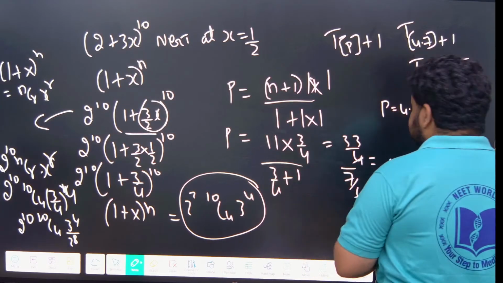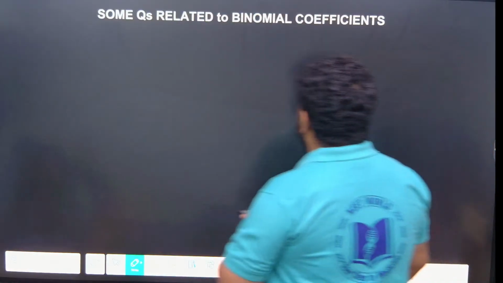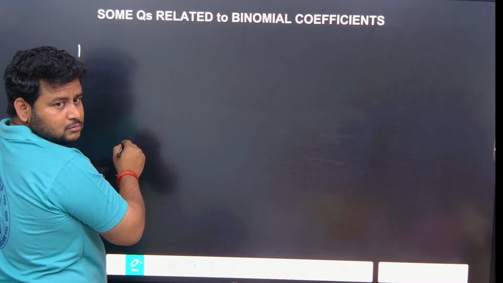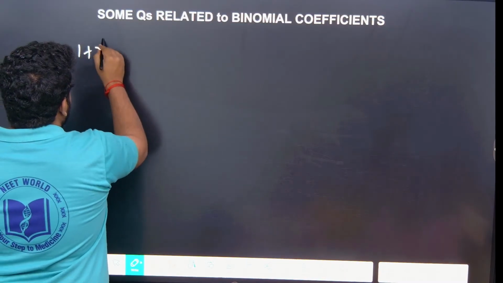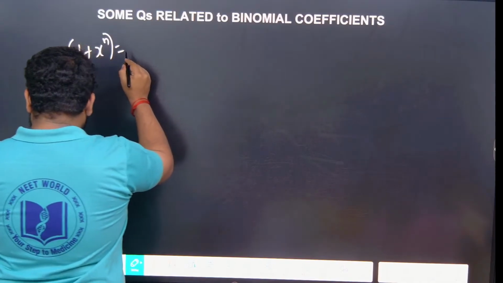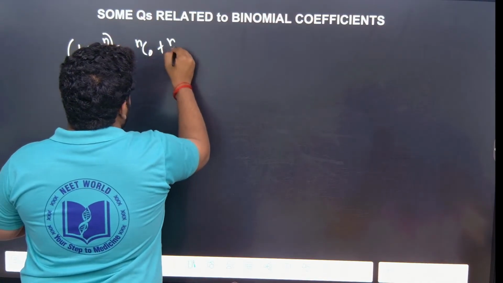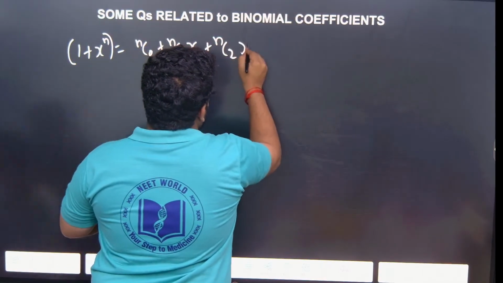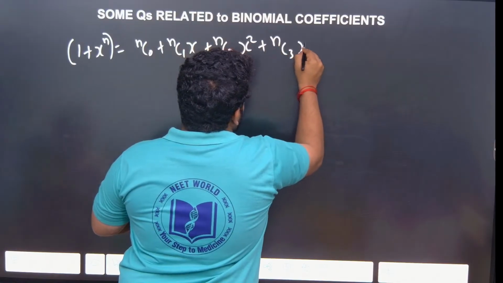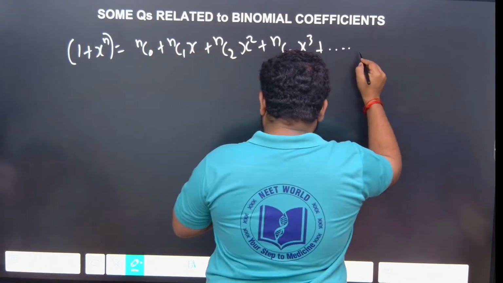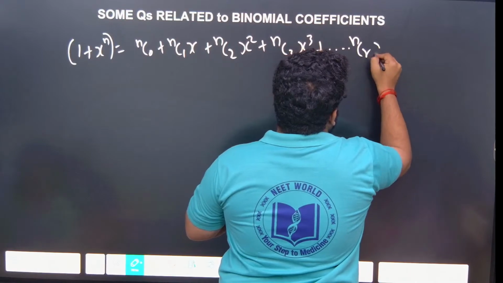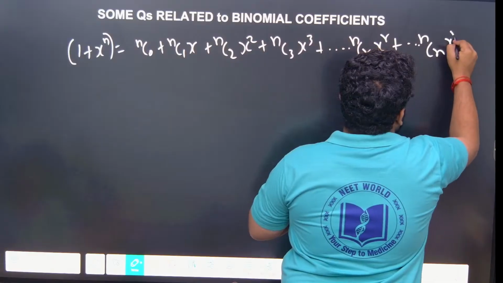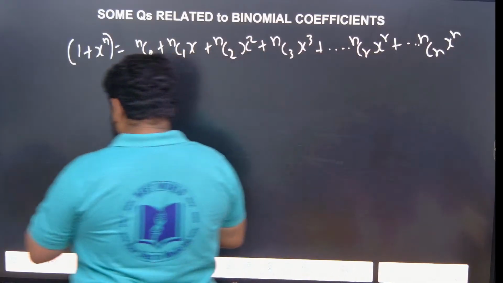Now let us go to some questions related to binomial coefficients, or important formulas. So (1 + x)^n can be written as what? It can be written as nC0 + nC1 x + nC2 x^2 + nC3 x^3 up to nCr x^r plus nCn x^n.